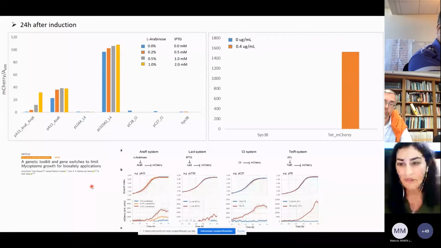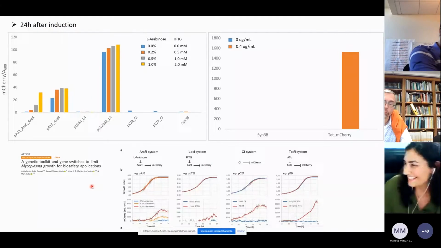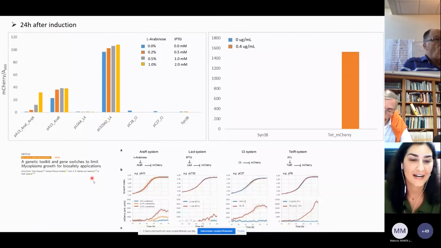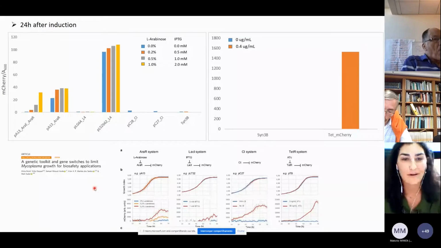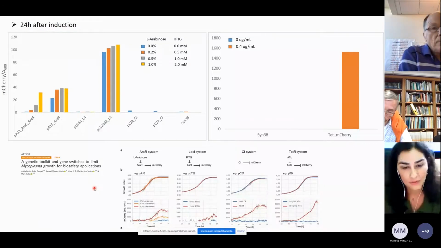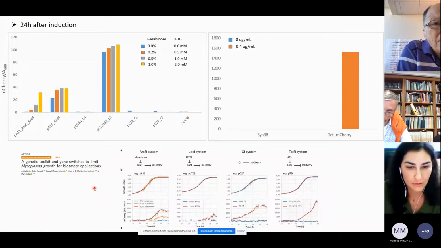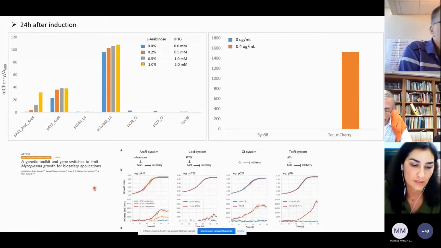So maybe, I think it was Ben who was talking about the riboswitch, that for mycoplasmas, maybe we could try one of those transcription promoters to control this expression.